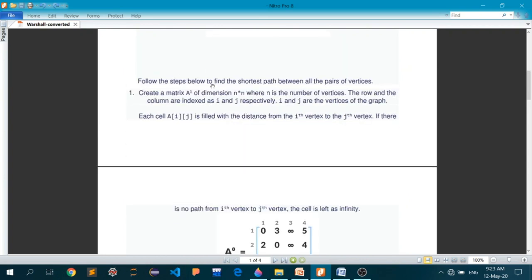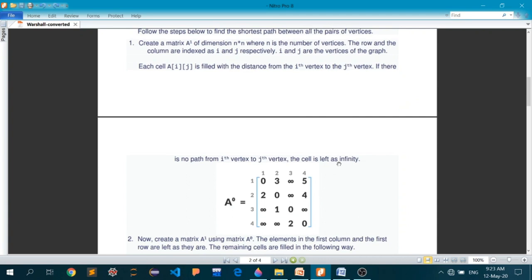So the following are the steps to find the shortest path between all the pairs of vertices. We have to create a matrix A1 of dimension n cross n, where n is the number of vertices. The row and the column are indexed as i and j, as we have been doing for the past few lectures. Each cell aij is filled with the distance from the ith vertex to the jth vertex. If there is no path from the ith vertex to the jth vertex, the cell is left as infinite. Okay, so let's try to see what I'm trying to say here.